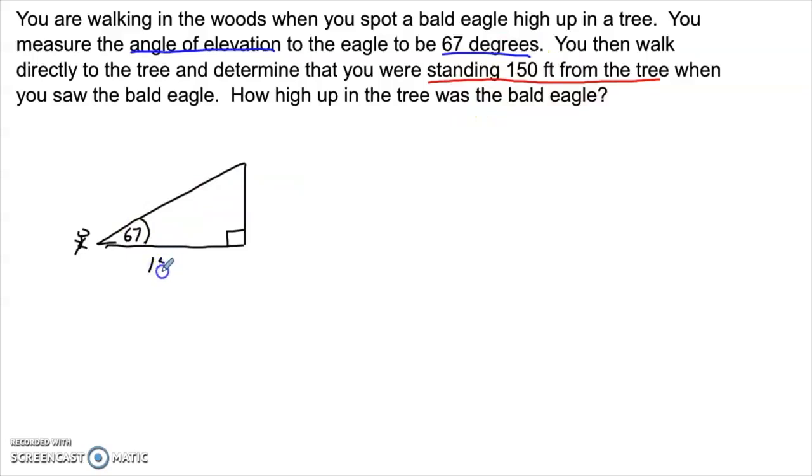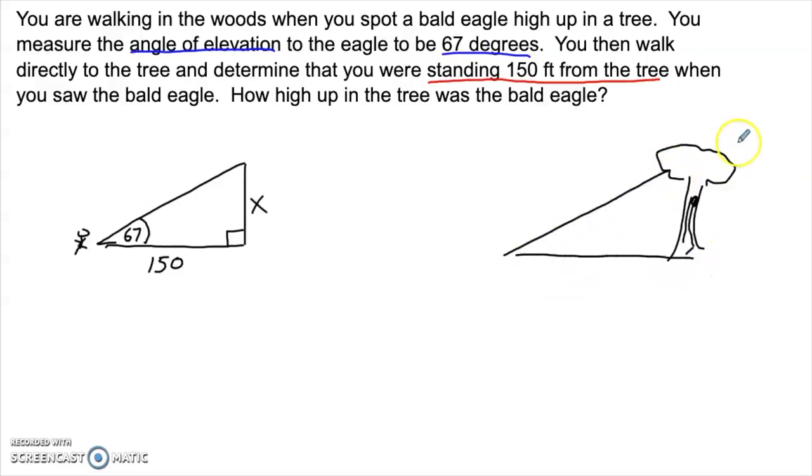We were standing 150 feet from the tree, and how high up in the tree was the bald eagle? Let's call that X. That mathematically captures everything we need. In fact, we don't need that person there. I got a little carried away. If you want to draw a little tree, that's totally fine too. Just don't take forever on your tree, right? Give it a little bit of detail if you want.